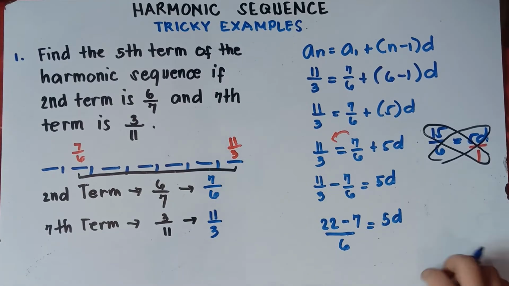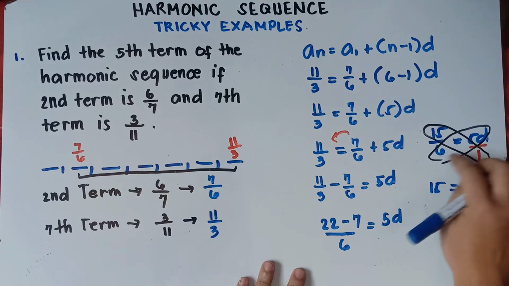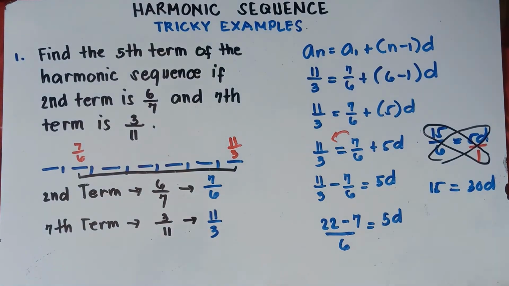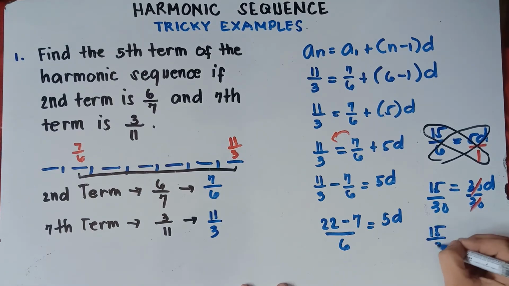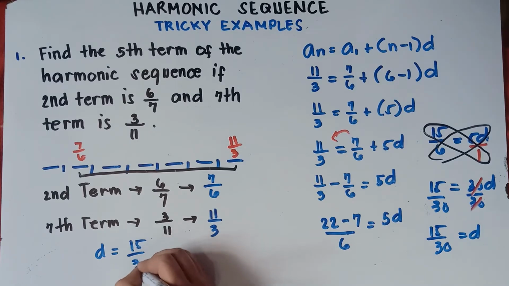Alright, so cross multiply. This will be 1 times 15 is 15 equals 5d times 6, that would be 30d. And to get the value of d, divide both sides by 30. So cancel this out, and our d is 15 over 30 equals d. Alright, so our d equals 15 over 30.